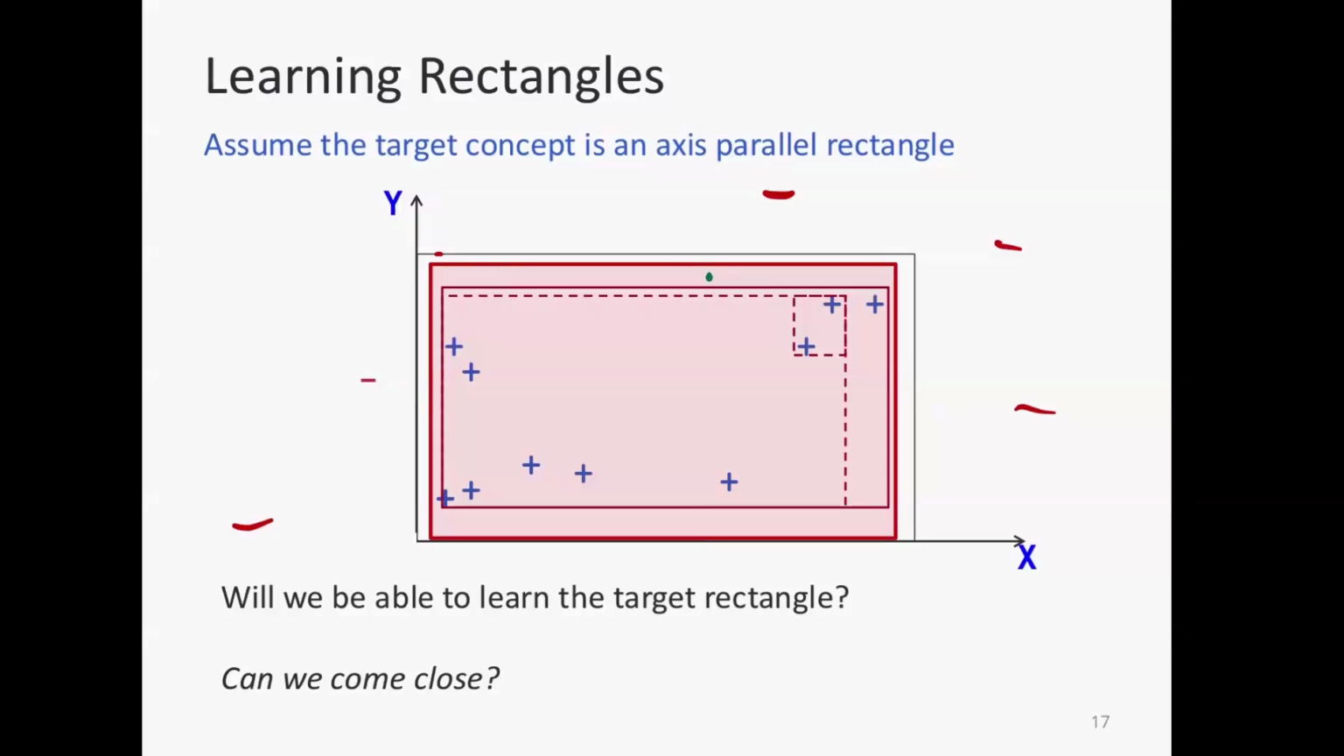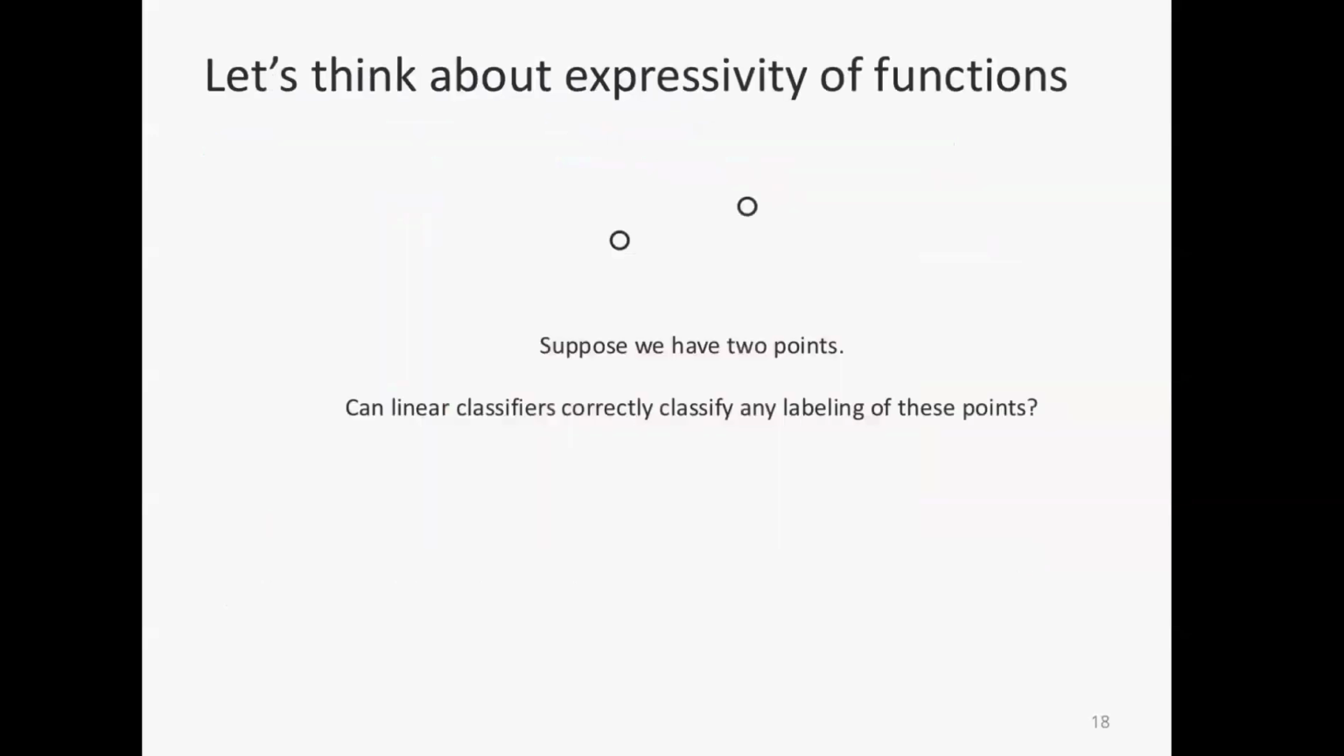So let's rethink the whole process now. Let's think about the expressiveness of functions, but starting with data points. Suppose you have two data points. And let's say we are working with linear classifiers. Now, I've not told you what the labels of these 2 points are. But no matter how I label it, could you find a linear classifier that agrees with my labeling?